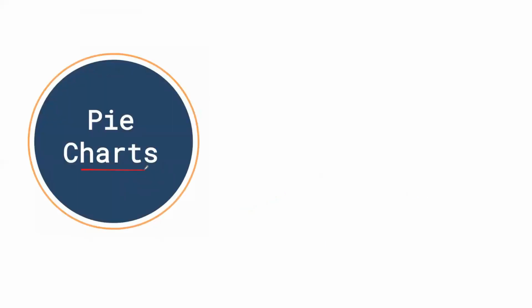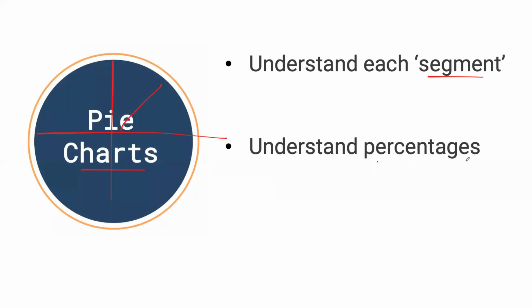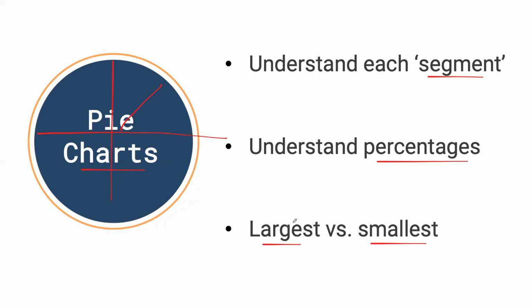How is it different from a bar graph or a line graph? With pie charts, you'll really have to understand each segment. So it's very similar to what we have here in this circle. It looks like a pie, and it is split up into various pieces. So you'll have to look at the percentages. So you may have 50% and 13%, things like this. You'll have to understand the largest versus the smallest percentages that you see in your chart. So that is how you read a pie chart.